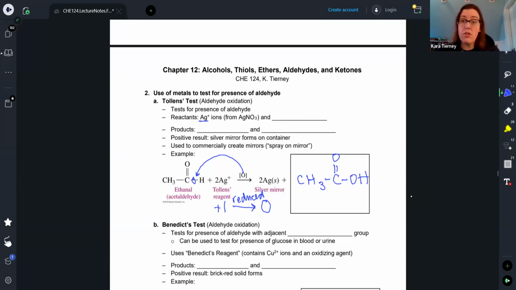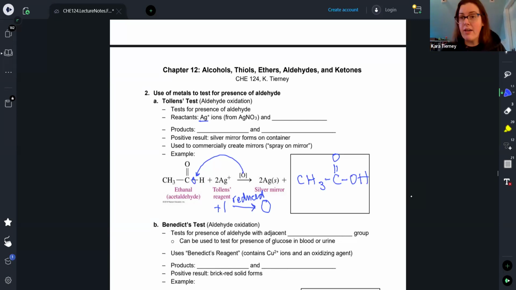This was used to make mirrors a long time ago. Mirror makers, I guess that's a name, would take a flat piece of glass and put a solution on top of that glass that had aldehydes in it, and then they would add an oxidizing agent and silver nitrate. This Tollens reaction would occur.